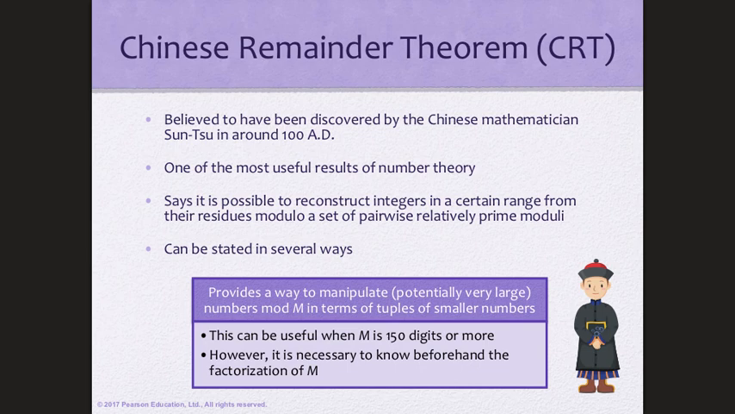This theorem originates in 100 AD, so after, sorry, 100 AD. Okay, it's a very old theorem. It's not 100% sure, but it's believed that this mathematician Sun Chu is the one who came up with this theorem.